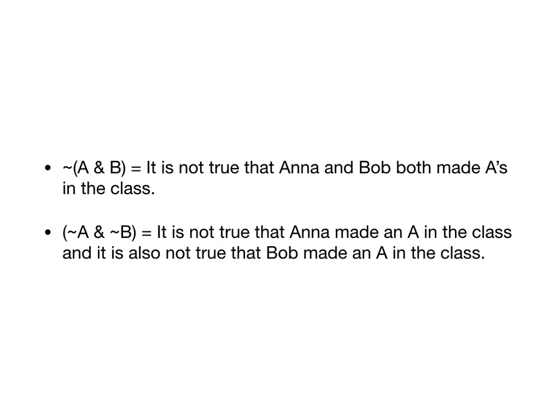Not A and not B means it is not true that she made an A in the class, and it's also not true that he did, right? This itself is true in only one very precise circumstance, when they both did not make A's.